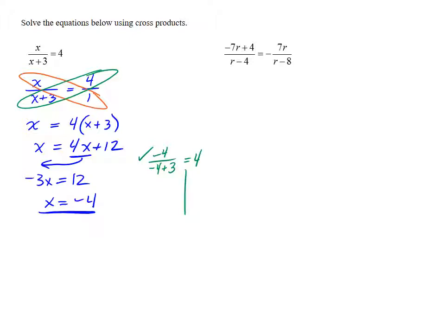Well, let's calculate this left-hand side. Negative 4 over negative 4 plus 3 is negative 1. Negative 4 divided by negative 1 is 4. We get 4 on both sides, so that checks. So the solution is indeed negative 4.